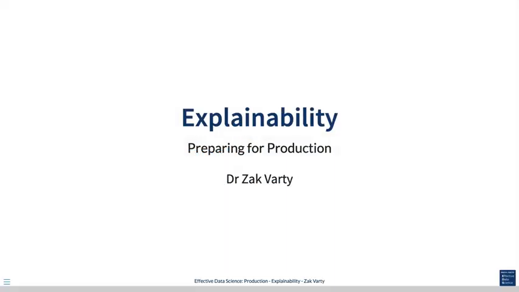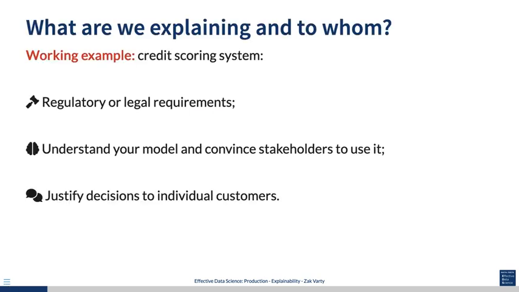In this video, we'll move on and consider a second property that we'd like from our projects before they can be put into production. Namely, that we can explain how they work and explain the predictions or decisions that they lead us to make. There are many reasons why you might need to explain the behaviour of a model before it can be put into production.